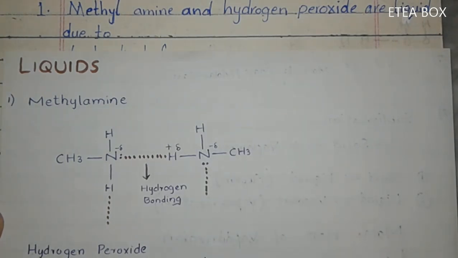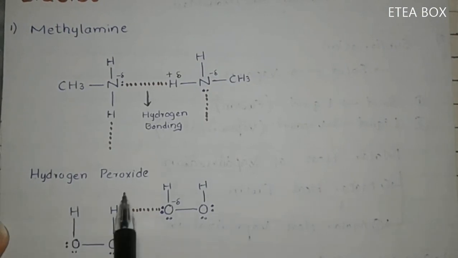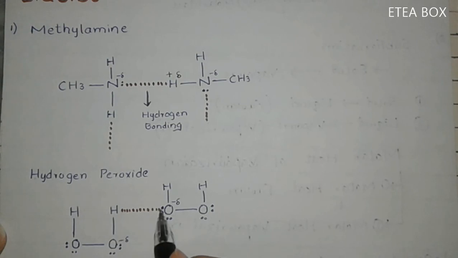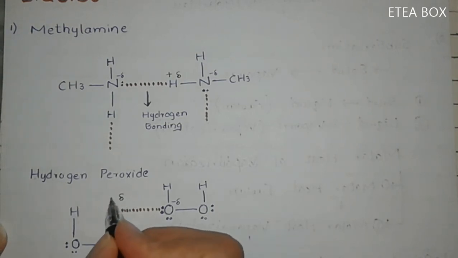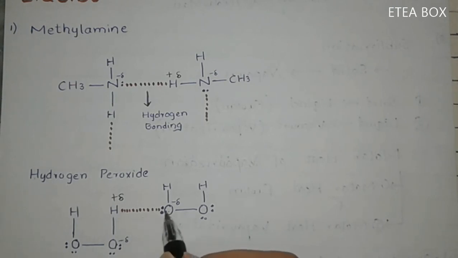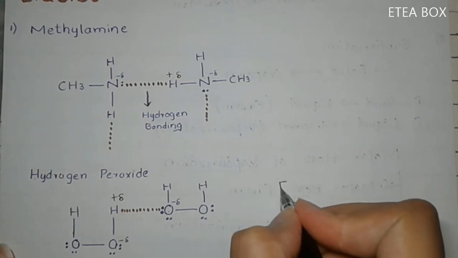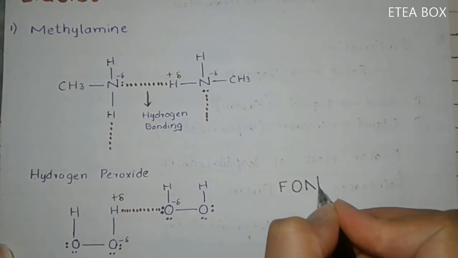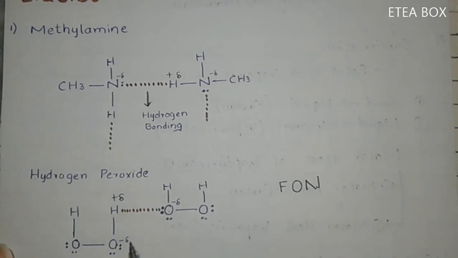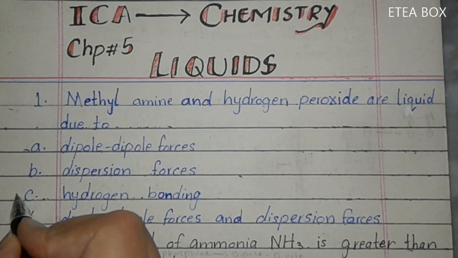Okay, let's see the next one. Here it is hydrogen peroxide. Hydrogen peroxide also contains hydrogen bonding. It is the bond between two electronegative atoms through hydrogen. It is called hydrogen bonding. It has partial positive and partial negative charges. So we say that hydrogen bonding is found between fluorine, oxygen, and nitrogen. Both of them contain hydrogen bonding, that's why they are liquid. So option C is correct.